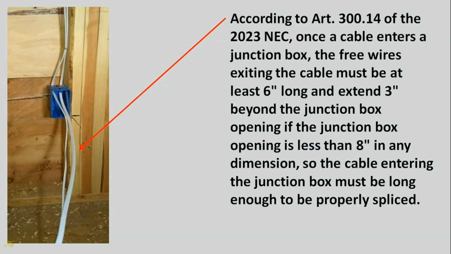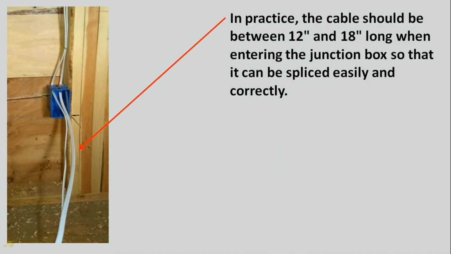According to Article 300.14 of the 2023 NEC, once a cable enters a junction box, the free wires exiting the cable must be at least 6 inches long and extend 3 inches beyond the junction box opening if the junction box opening is less than 8 inches in any dimension, so the cable entering the junction box must be long enough to be properly spliced. In practice, the cable should be between 12 and 18 inches long when entering the junction box so that it can be spliced easily and correctly.